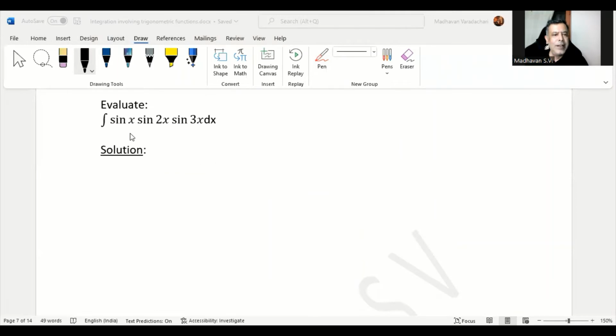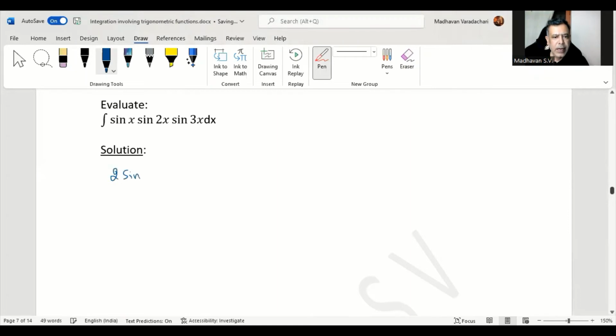We need to evaluate the integral of sine x, sine 2x, sine 3x dx. In order to evaluate this, we will be using one trigonometric identity, which is 2 times sine A sine B is equal to cos of A minus B minus cos of A plus B. So in order to use that, we will multiply this integral in the numerator and denominator by 2. We'll call this I.